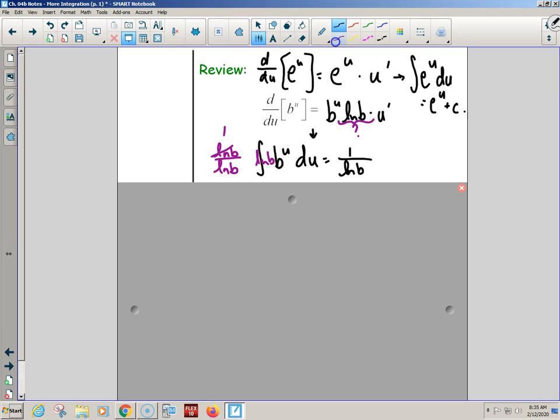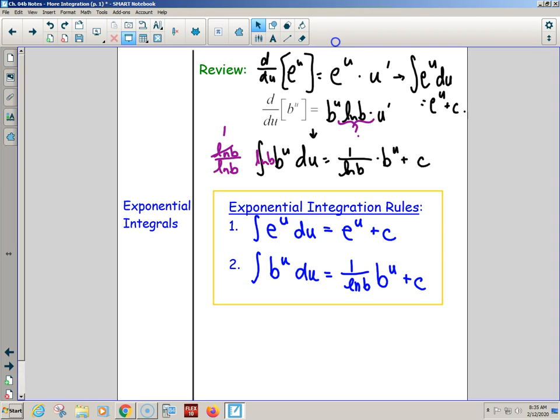The 1 over ln of b, guys, is super similar to x to the n plus 1 over n plus 1. Why is it over n plus 1? Because the derivative rule has a constant coming and I need it to cancel out. That's what's coming here. A b to the u has an ln of b coming and I need the ln of b to cancel out. But to be honest, we could also just, I don't know, maybe memorize the rules.